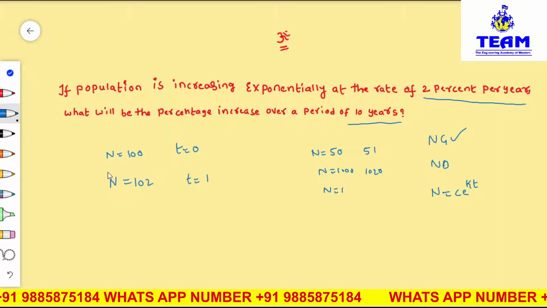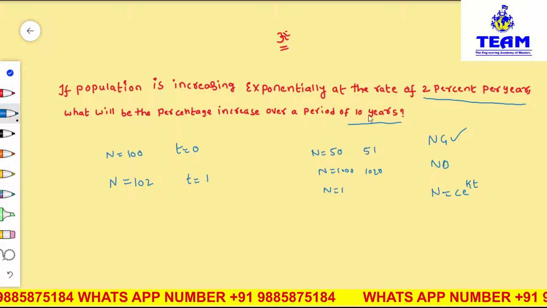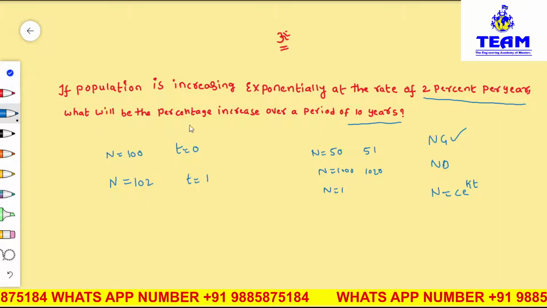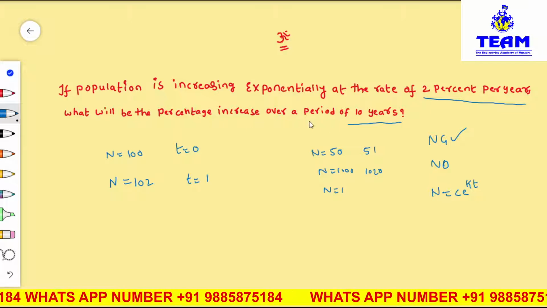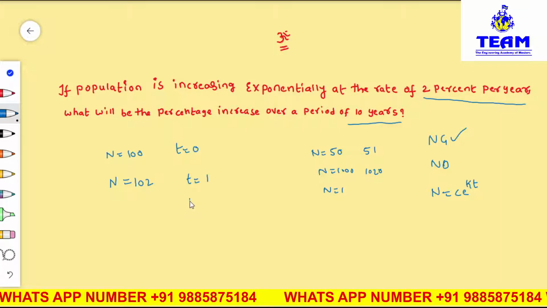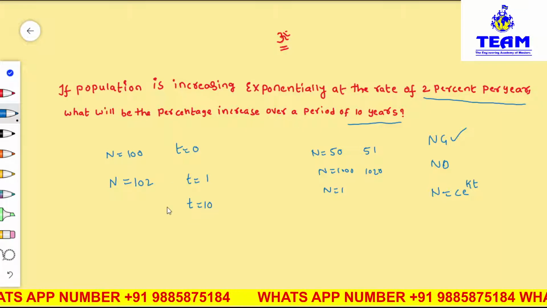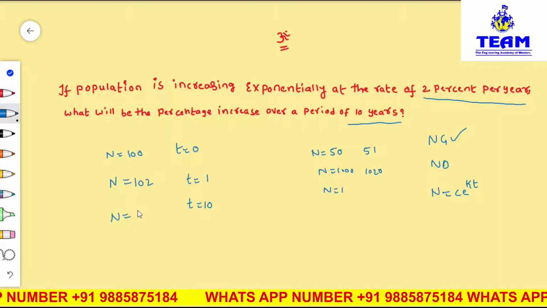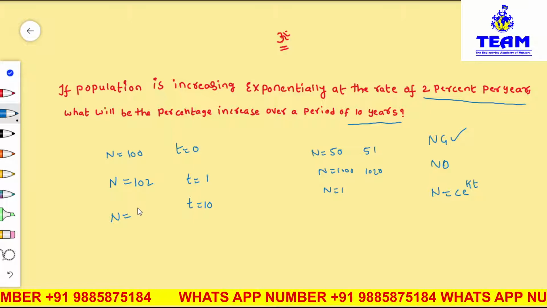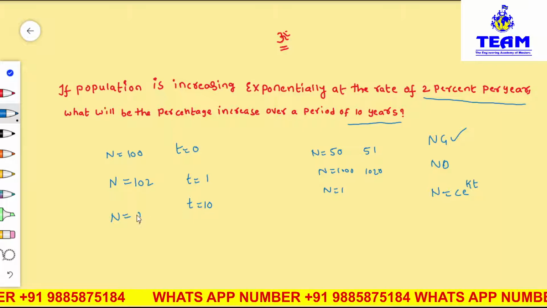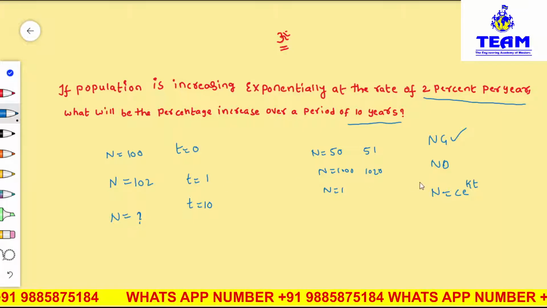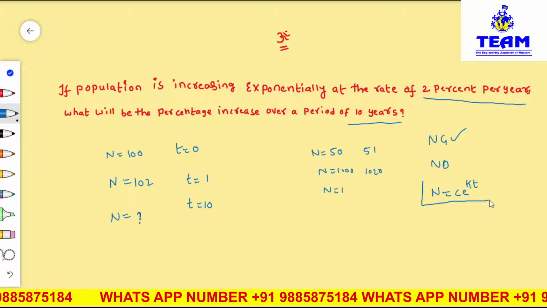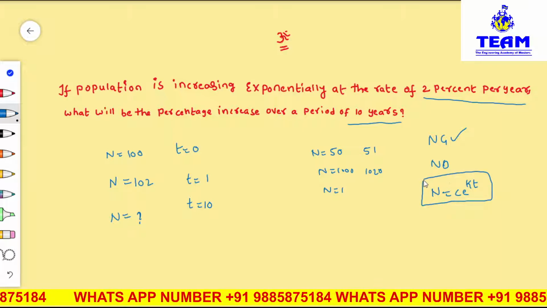Next, what information is given? What will be the percentage increase over the period of 10 years? The time is given: when t is 10 years, what will be the increase? I want the percentage increase. Now, how to solve this problem: we have the formula N is equal to C e to the power of kt.